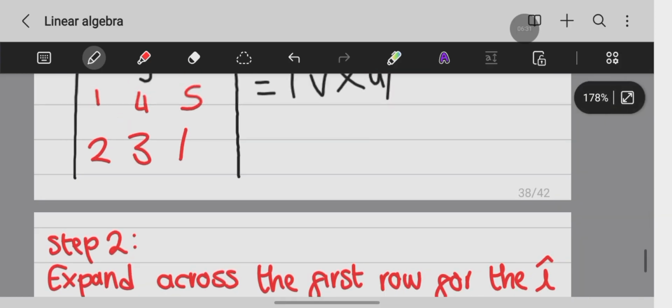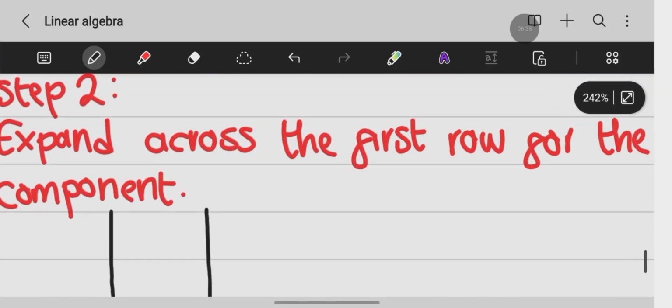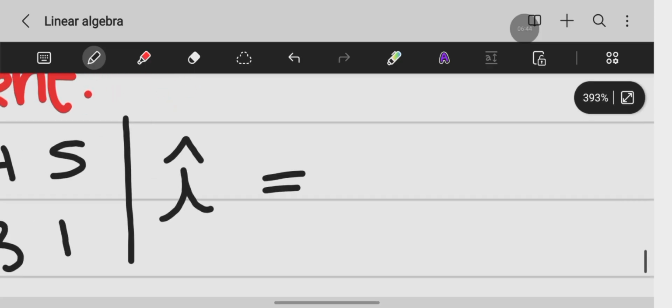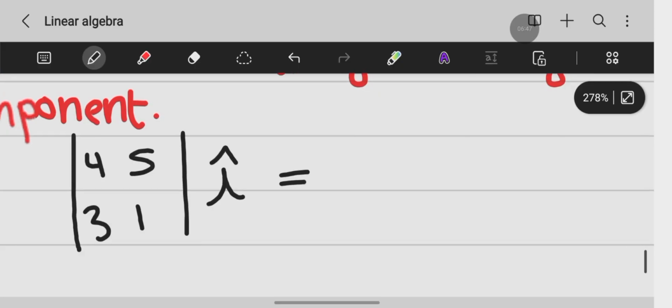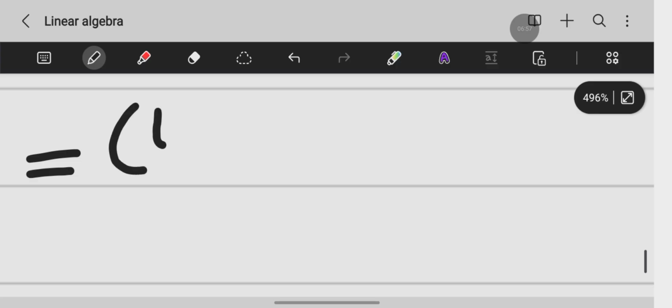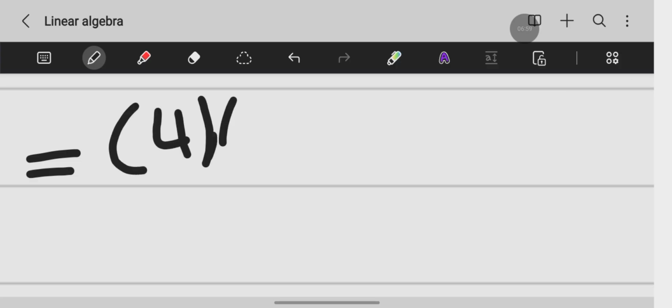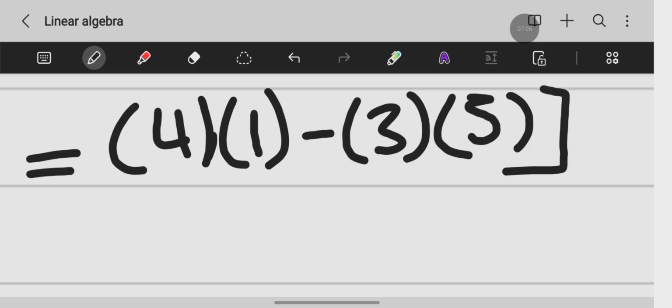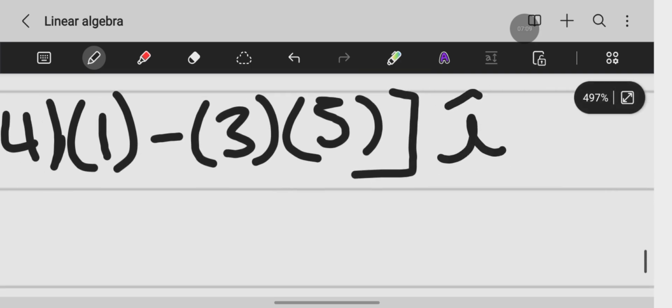Actually, you have to be more specific how you write it. Okay, it's 4, 5, 3, 1. And then your I, you write it here on the side. This basically now is, if you were to find the determinants, you go 4 times 1 minus 3 times 5. So you would have 4 times 1 minus 3 times 5. Close that up, and you multiply it with the I component.